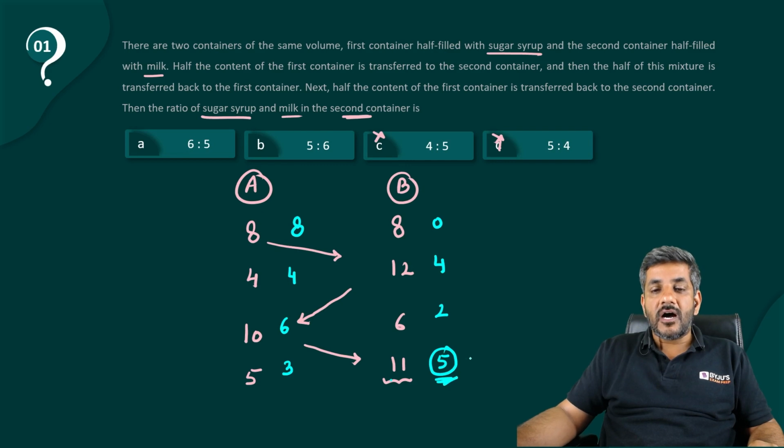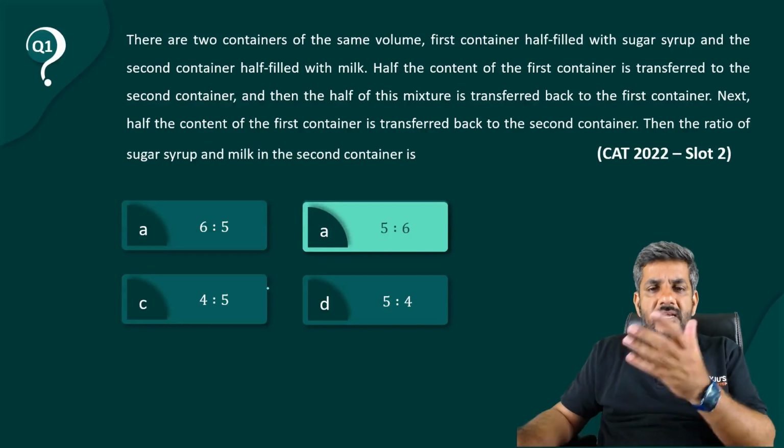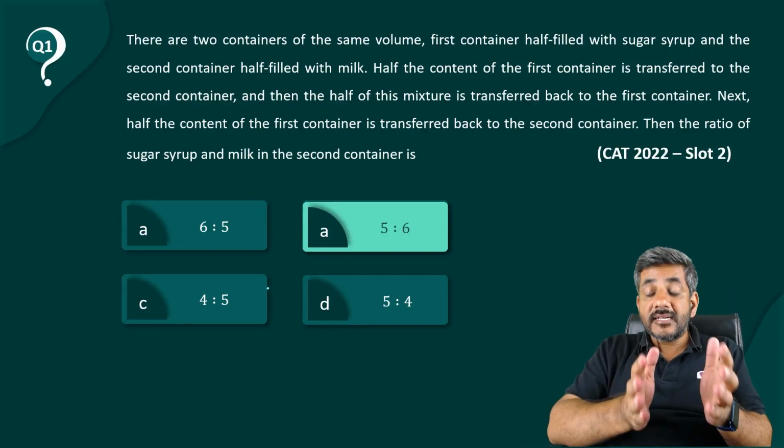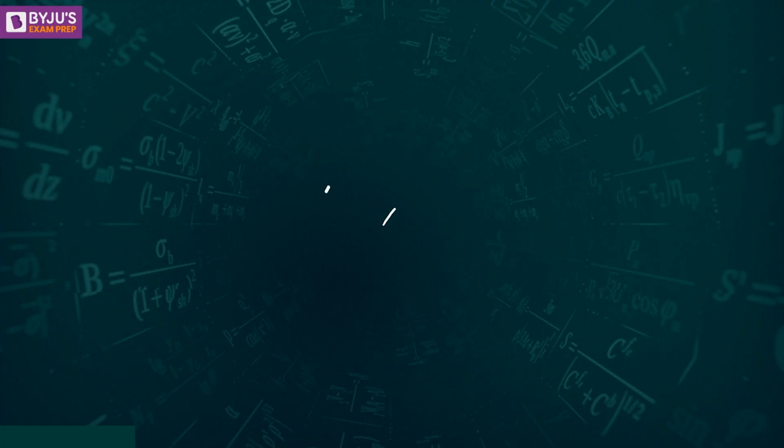5 is sugar syrup. So how much is milk? Milk is 6. What is the ratio of sugar and milk? It is 5 is to 6. That is the right answer for this question, and that's what we call aptitude.